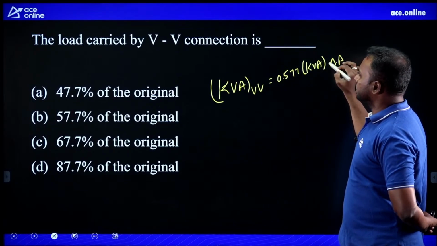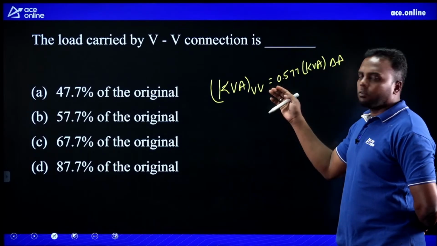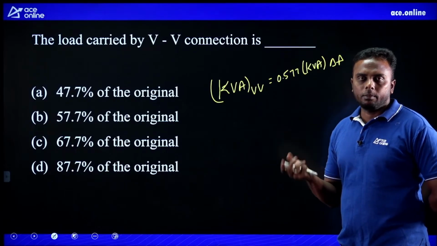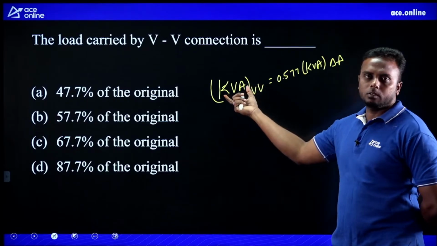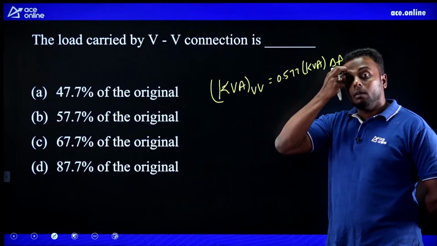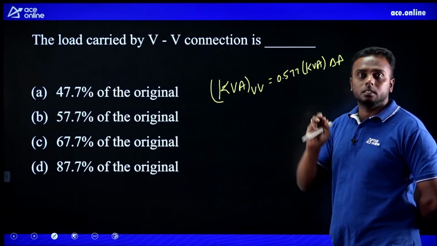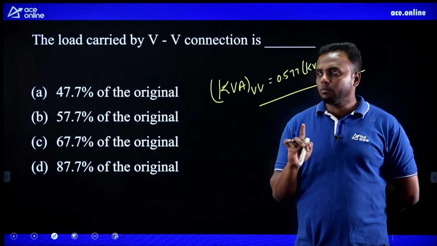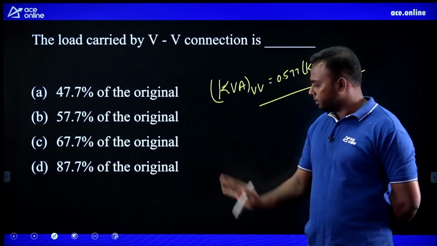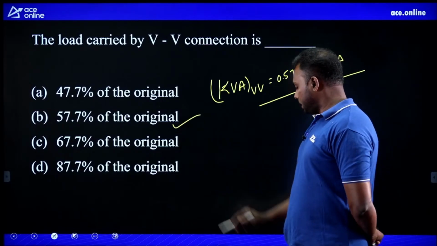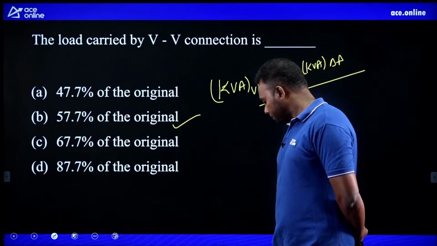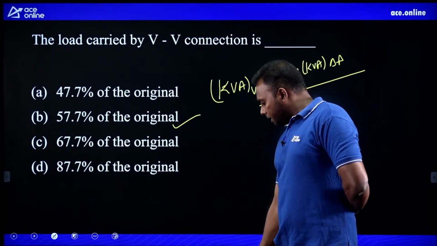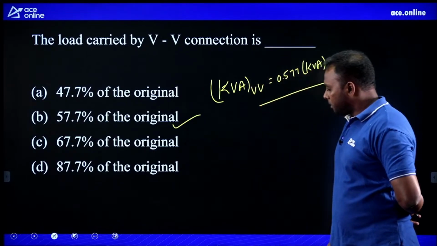Delta delta is the original connection. Now whenever one of the phases gets fault or damaged, then it becomes open delta. So open delta can still supply balanced 3 phase with reduced capacity. Now open delta can supply how much? 57.7% of delta delta only. Okay, 57.7%, option B. Next question.